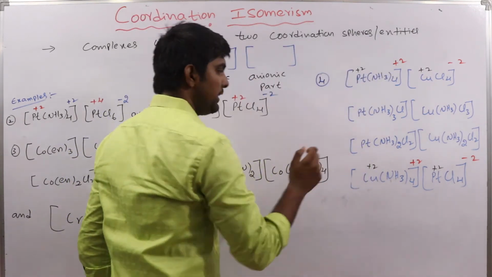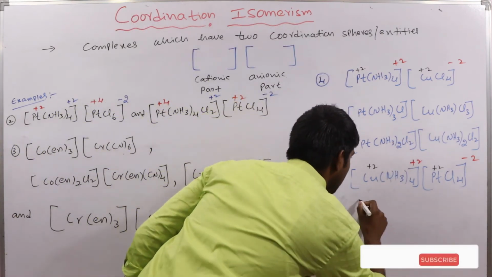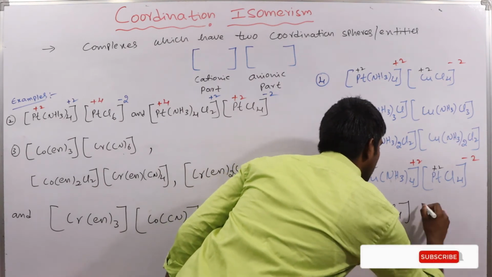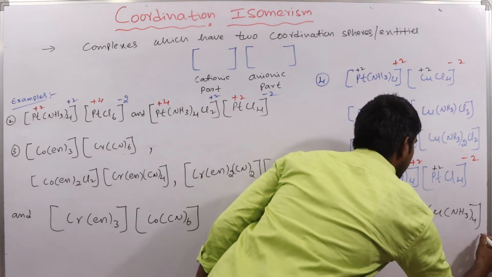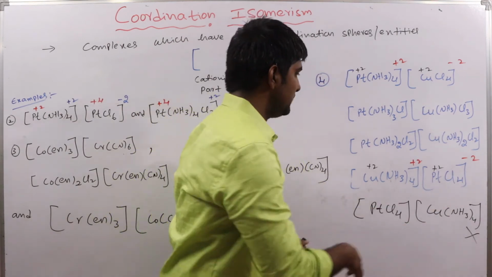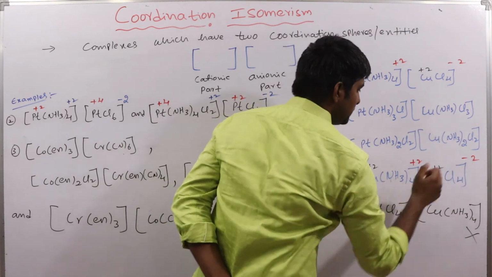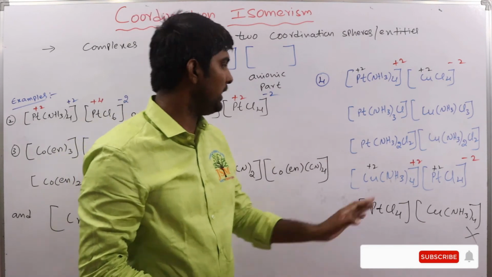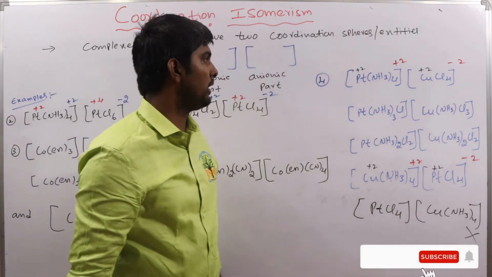See here, this is the correct way to represent the complex. So just now we discussed. Okay, if you write like this, that is the wrong representation according to the IUPAC rules. Okay, so this is the wrong representation of writing this complex. This is the correct way because this is the anionic part. Look at the charge present on the coordination sphere, -2. Here charge present on the coordination sphere is +2. So that's why it must be present in the left side and this must be present in the right side.